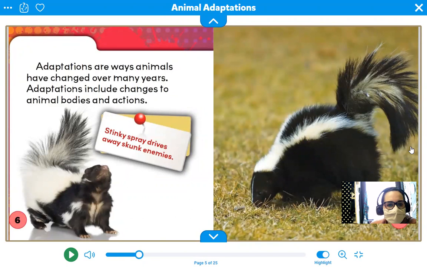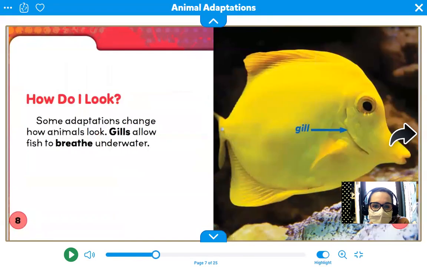Adaptations are ways animals have changed over many years. Adaptations include changes to animal bodies and actions. Stinky spray drives away skunk enemies. Okay, so one adaptation that the skunk has is that they can put off an odor to scare away their enemies. That helps them to survive. Adaptations help animals to survive.